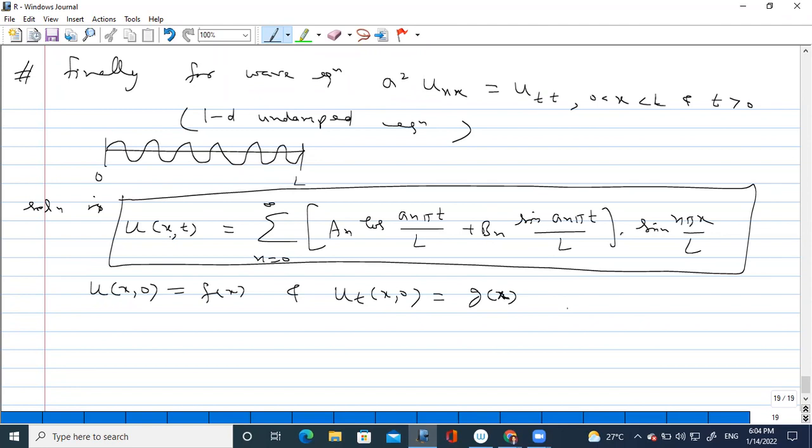So simply you can take u(x,t) equal to a_n cos(a n pi t by L) into sin(n pi x by L), and this term will be gone. If f(x) is not available, then a_n will not be available, so at that time u(x,t) will be b_n sin(a n pi t by L) into sin(n pi x by L). Understood? You should have this much skill: if one of them is not available, then which coefficient will not be available?